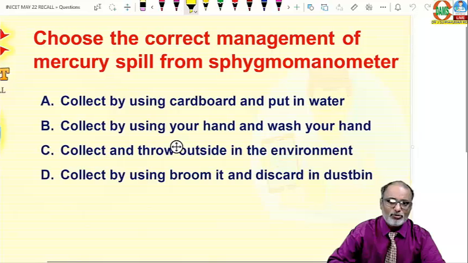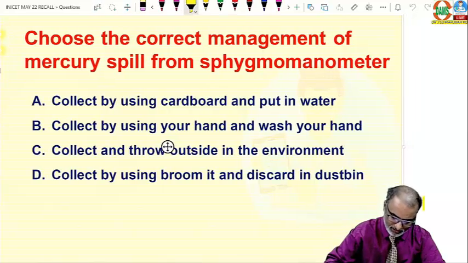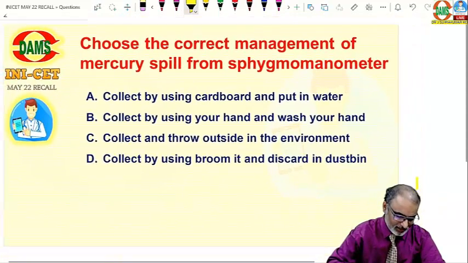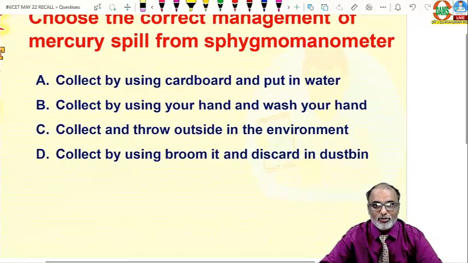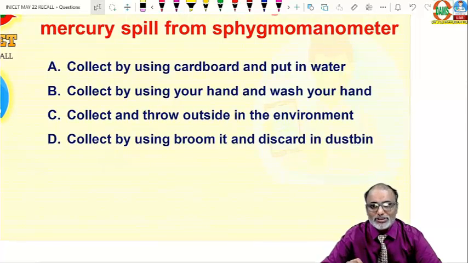Always one question from biomedical waste management is there. Here also, it's a chemical management. Choose the correct management of mercury spill from the sphygmomanometer. So please remember, wherever there is a spill of mercury, you need to follow some do's and don'ts.